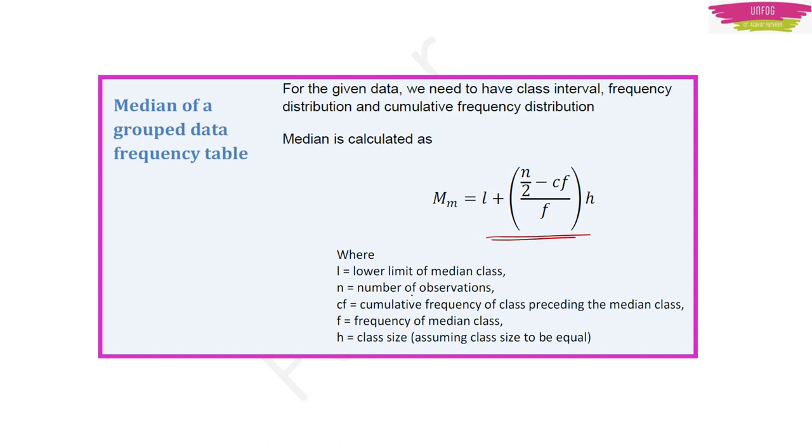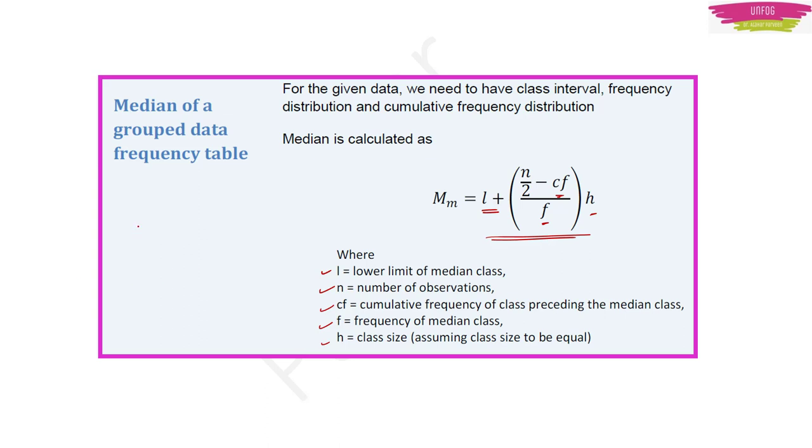Median of grouped data: L plus (N by 2 minus CF) by F into H. This is completely different from the mode formula, right? So there must not be any confusion here. You can easily remember this formula. L is lower limit, N is number of observations, CF is cumulative frequency, F is frequency, H is class size, okay? So this is one. I am expecting something like this this time, maybe.